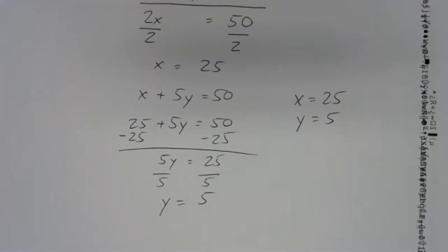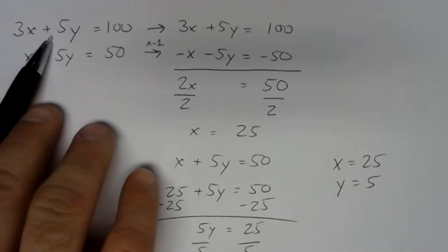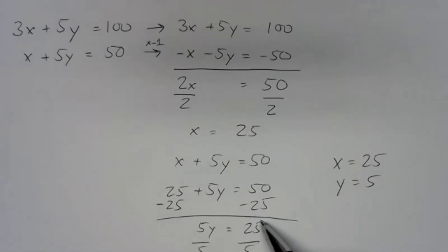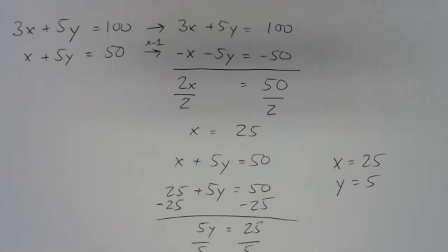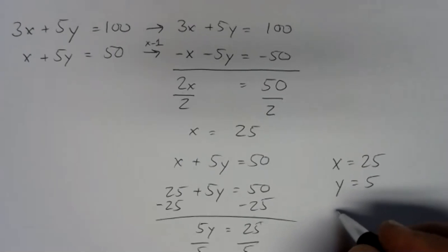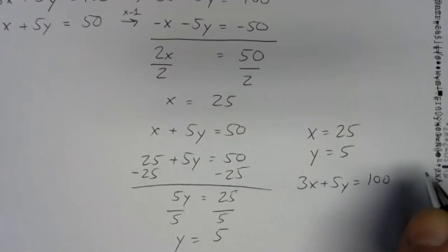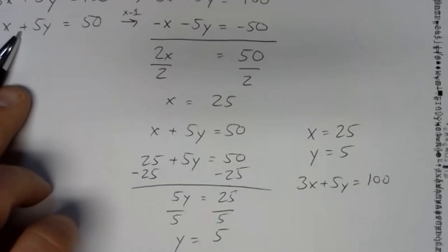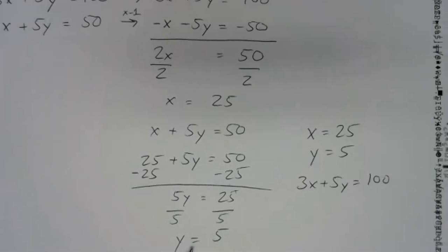If you wanted to be sure that your answer is right, go back to whichever equation you didn't use to find your missing value and plug your answers in to see if it works. It's a good check. So let's go ahead and do that just to show that it works. I've got 3x plus 5y equals 100. I always use the other equation because maybe I screwed something up in my solution. If I go back to the same equation I used to solve and I make the same mistake, I might not catch it. So I always go back to the other equation.